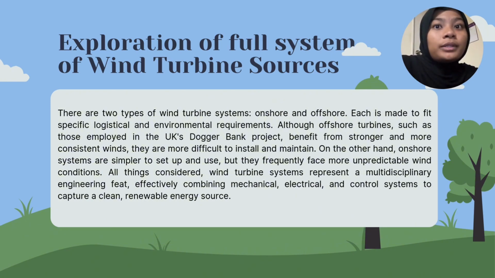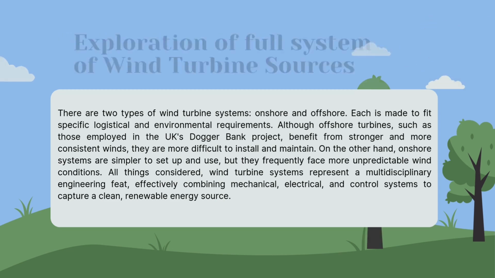Although offshore turbines, such as those employed in the UK's Dogger Bank project, benefit from stronger and more consistent winds, they are more difficult to install and maintain. On the other hand, onshore systems are simpler to set up and use, but they frequently face more unpredictable wind conditions. All things considered, wind turbine systems represent a multidisciplinary engineering feat, effectively combining mechanical, electrical, and control systems to capture a clean and renewable energy source.